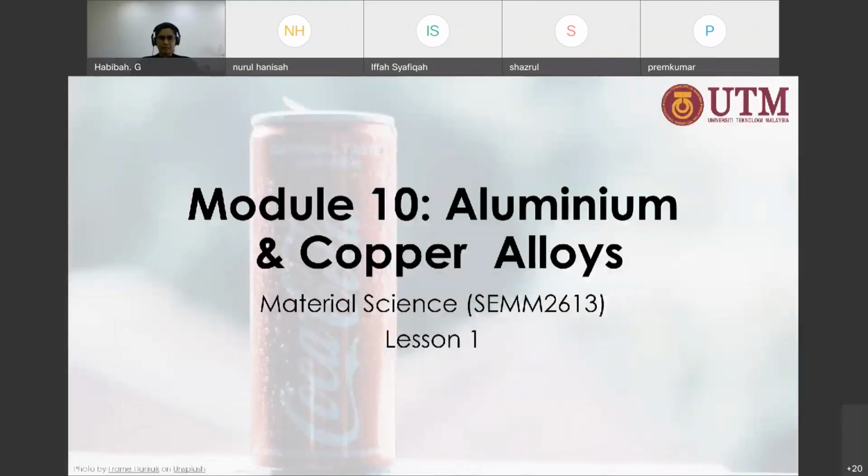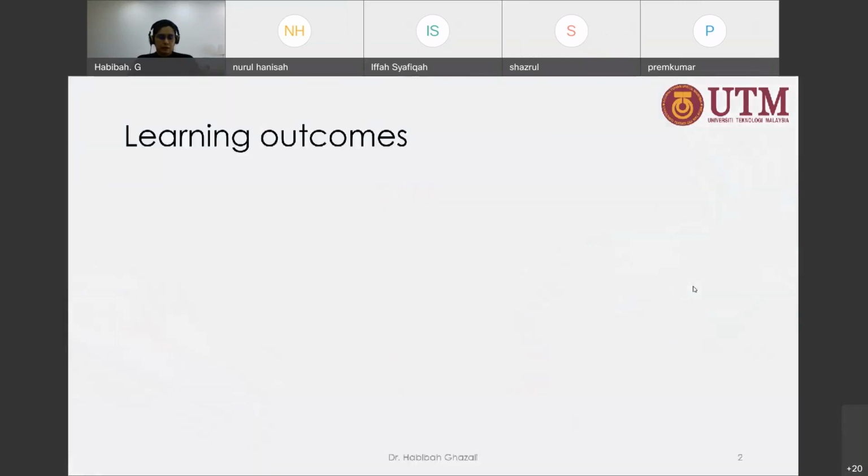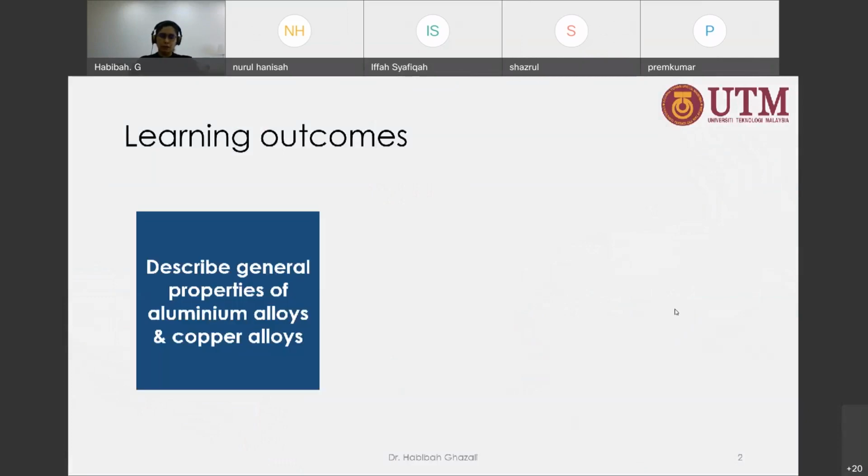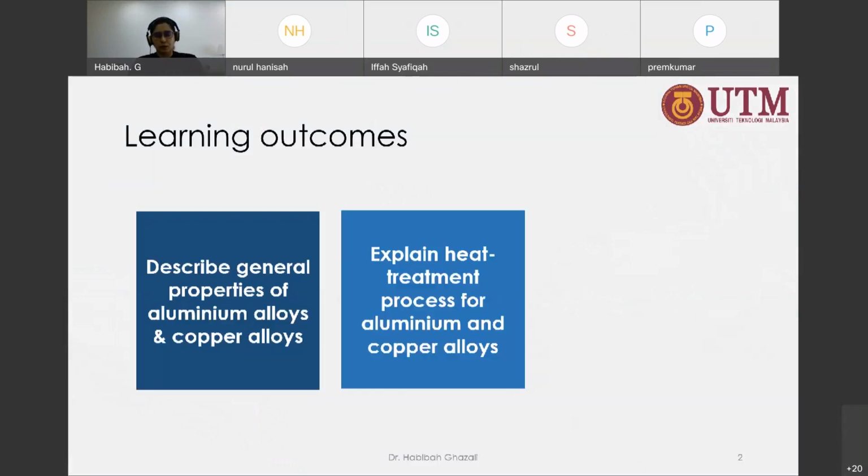So this is lesson 1 for module 10. We will focus our attention on aluminum and copper alloy. The learning outcome for today is for us to be able to describe the general properties of aluminum alloy and also the general properties of copper alloy, and to explain the heat treatment process involved in strengthening aluminum and copper alloy.